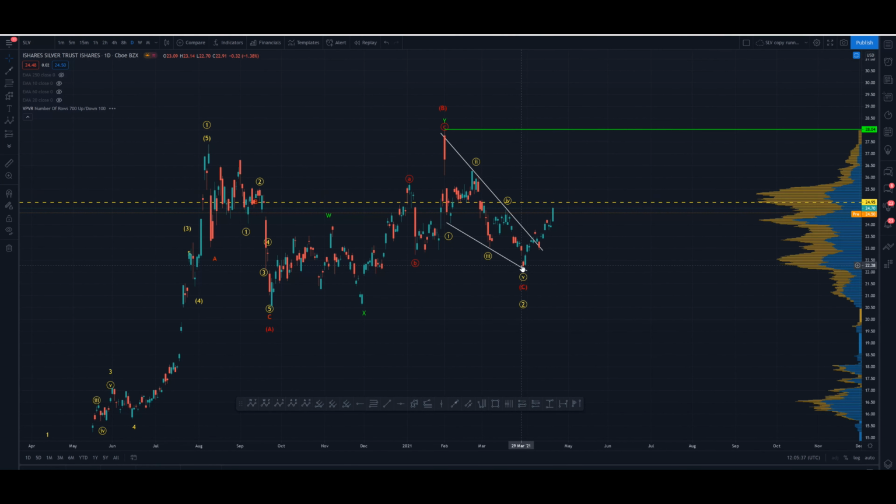Now what we're looking for here then, if we want to be bullish and say that this has completed, is all we're really looking for is some kind of 5-wave move up to confirm a new trend, and then some kind of 3-wave pull back to buy. Now you can buy the breakout of this diagonal pattern if you want.